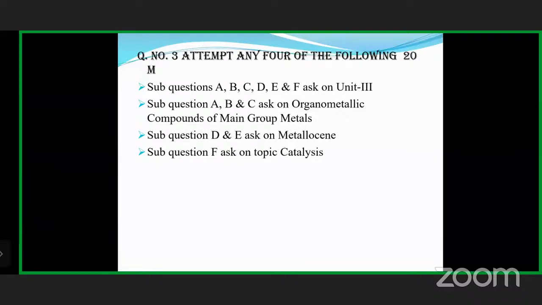Sub-questions A, B, and C are probably asked on organometallic compounds. This topic carries more weightage for unit third. Sub-questions D and E are asked on metallocene, and sub-question F on catalysis. So for this unit third, you have to focus on the first topic, organometallic compounds of main group elements, then metallocene, and a little weightage, only one question, on catalysis.